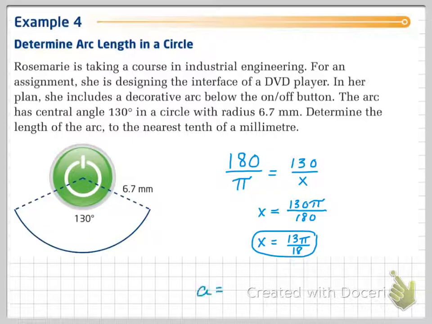So now using our equation, A is equal to our angle times r. A is going to equal 13 pi over 18 times 6.7, and that's going to give me 87.1 pi over 18, or approximately 15.2 millimeters.